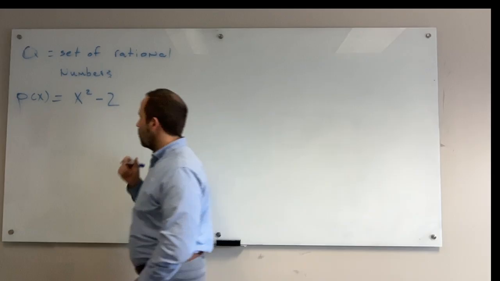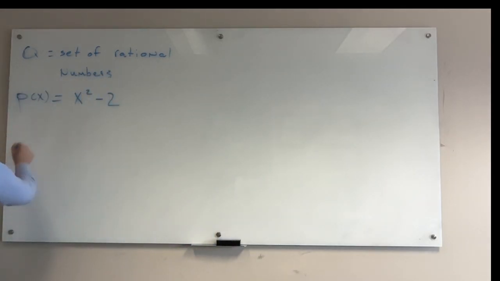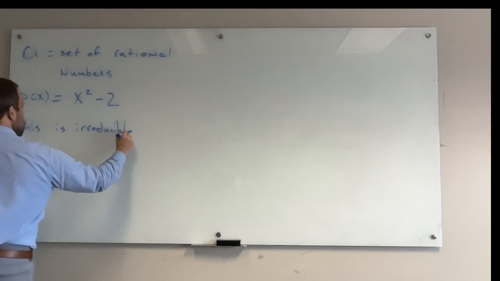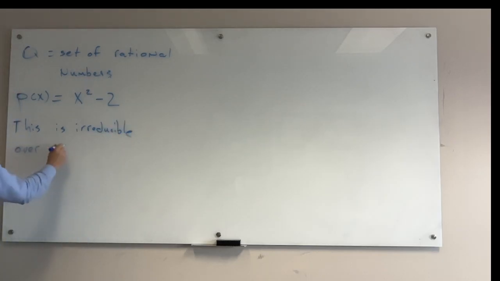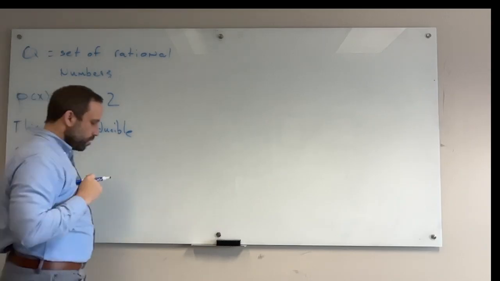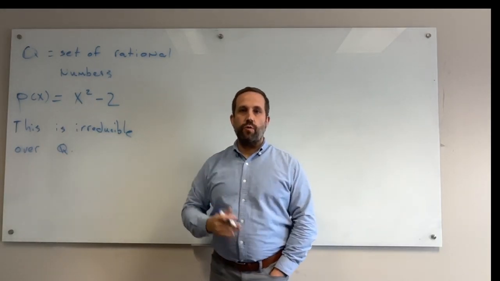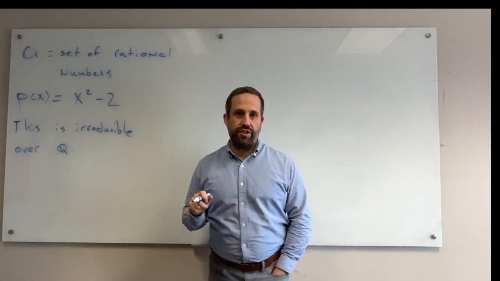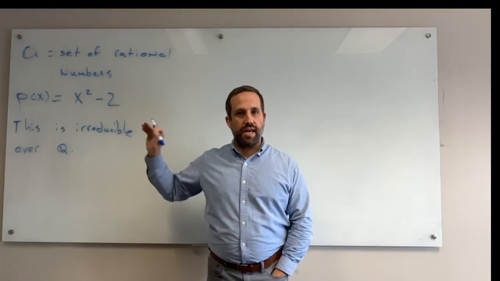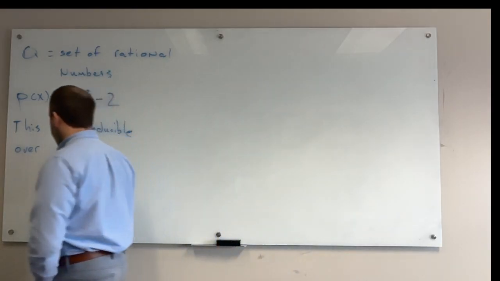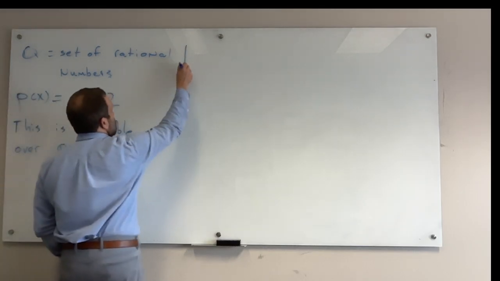So what we want to do here is note that this is irreducible over Q, meaning there's no rational solution. Now, by the fundamental theorem of algebra, we know that there are two roots to this equation. We don't know what they are yet because we're only thinking about rational numbers, but we know there are two roots of this equation. So what we're going to do is the following.